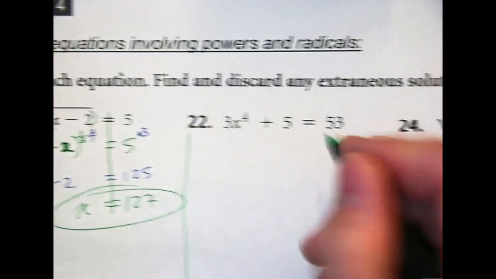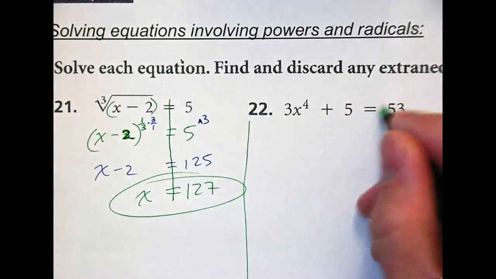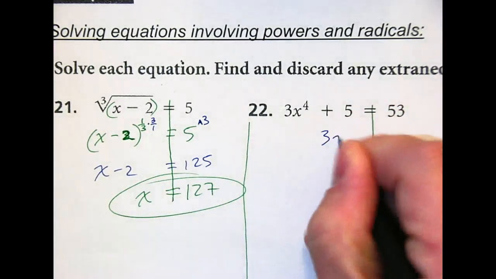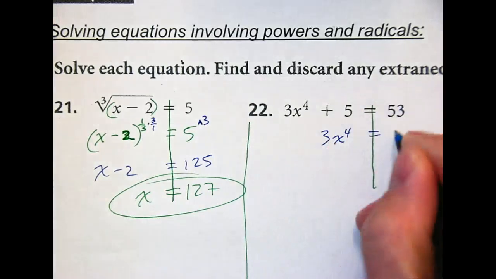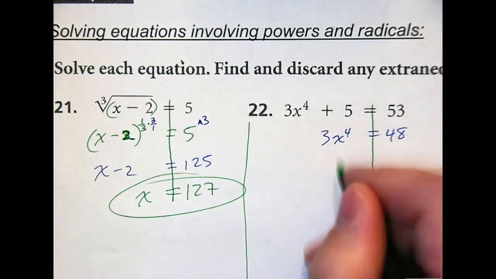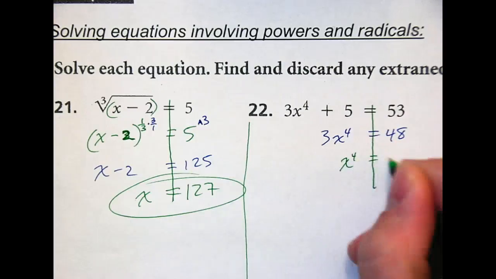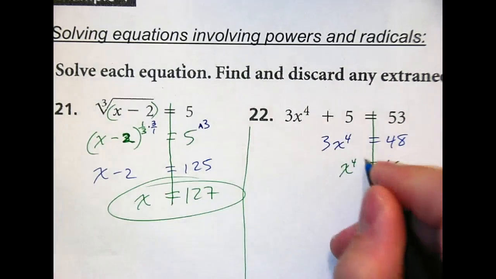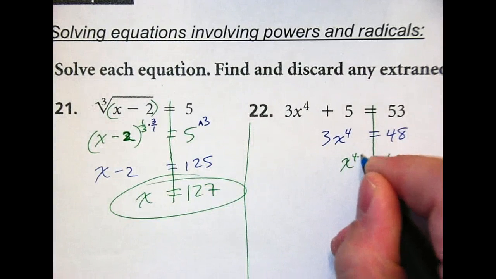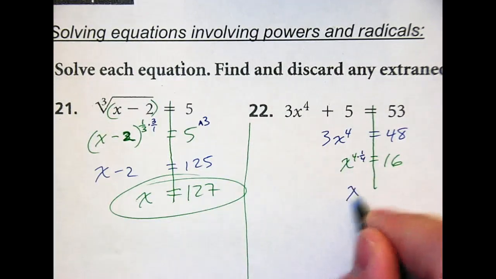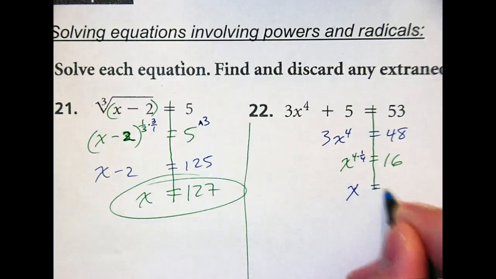All right, first step on number 22. Subtract 5, so we get 3x to the fourth. We subtract 5 from 53, we get 48. Next step, divide by 3, we get x to the fourth is equal to 16. Next step, take the fourth root, right? Or raise it to the 1/4 power, right? That makes this a power of 1 now. Okay?